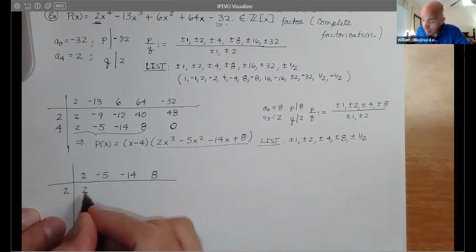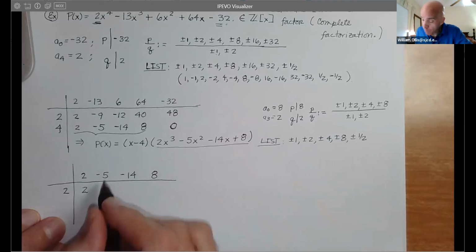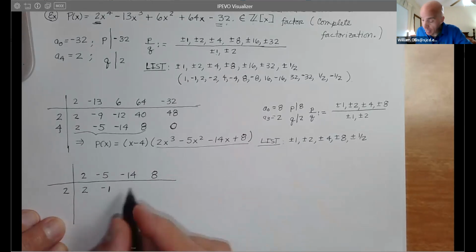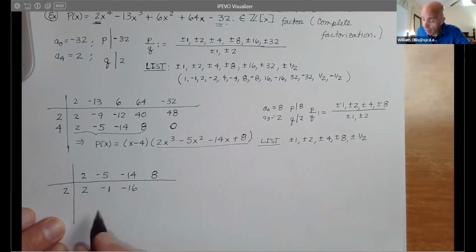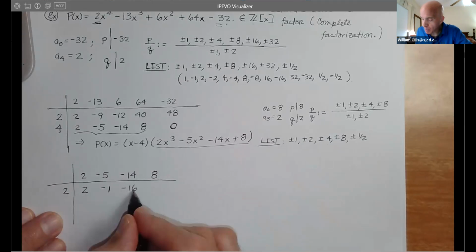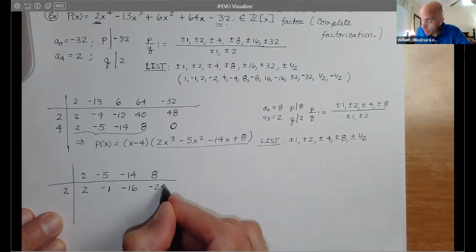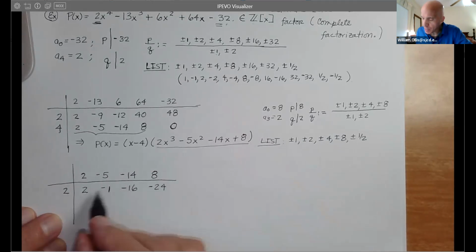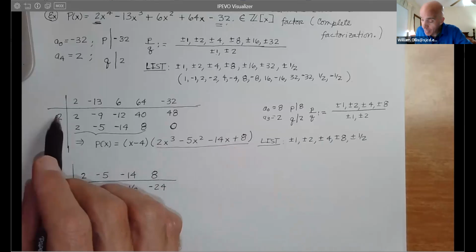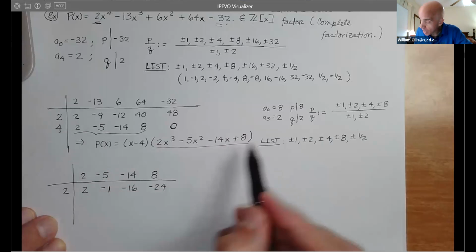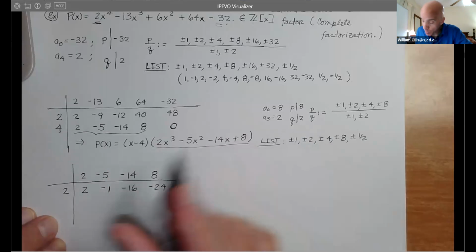Bring the 2 down. 2 times 2 is 4. 4 plus a -5 is a -1. Do it again. 2 times -1 is a -2, plus a -14, that's a -16. And then, well, that's not going to work. 2 times -16 is a -32, plus an 8, that gives us a -24. So that didn't work, but it doesn't say that we should stop. We've got some negative entries here. So we're at the same place we were here. Let's try the next number in the list, which is 4.